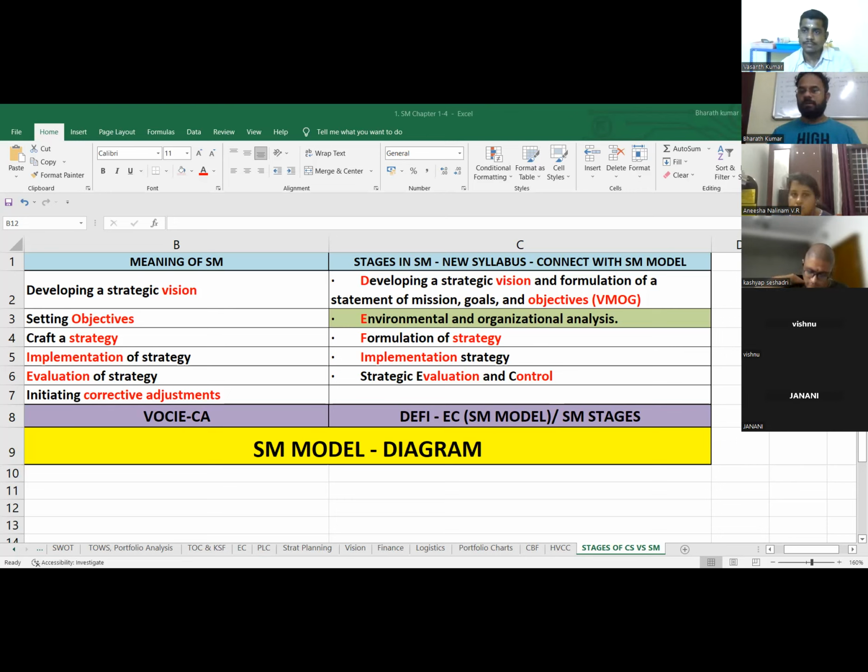Now, shall I add one more thing? They will ask a question, SM model, the answer is the same. They will ask you SM stages, the answer is the same. When they ask the meaning of SM, you should write VOCAE, CA. Don't write DFIE. Are you clear? They might ask you, what are the stages in SM? The answer is DFIE. They can ask you, what is the SM model? Again, DFIEC. And when I give you the snip, you will understand.